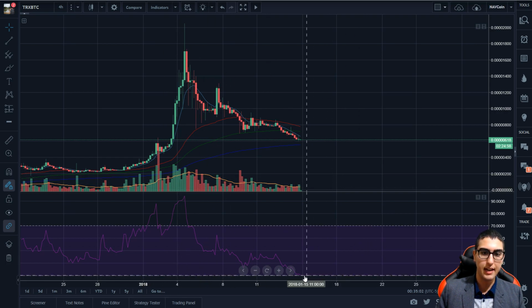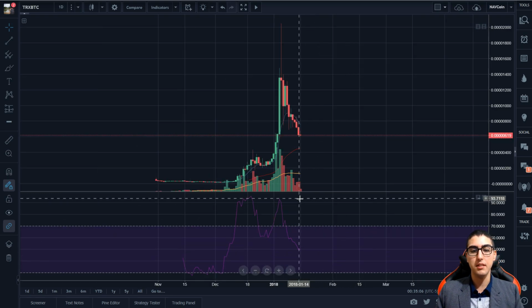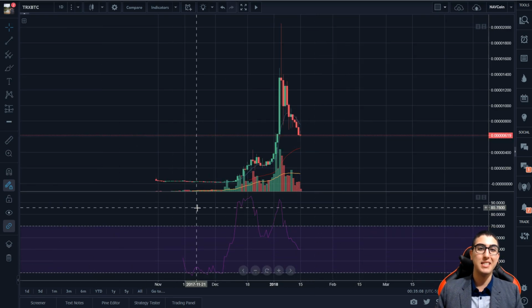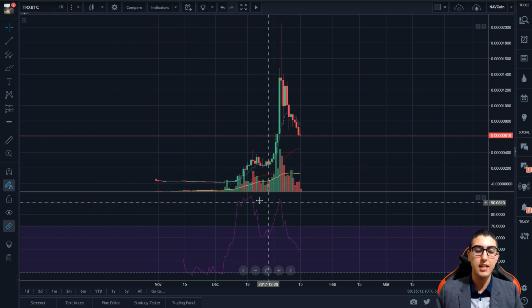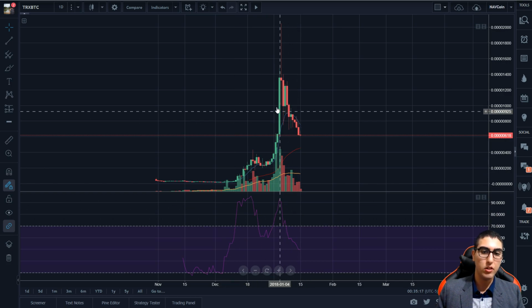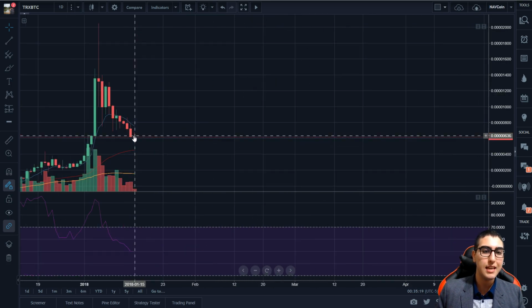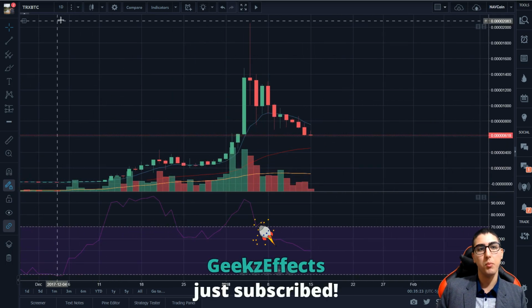RSI is starting to get down to around that 30, and once RSI hits 30, it pretty much means it's oversold, and at that point prices will typically rise. You see up here where RSI is over 70, this is obviously a sign that this coin is overbought. Now looking at this consolidation, there really isn't a support level at this point just yet, and that's what I'm really waiting for in Tron.